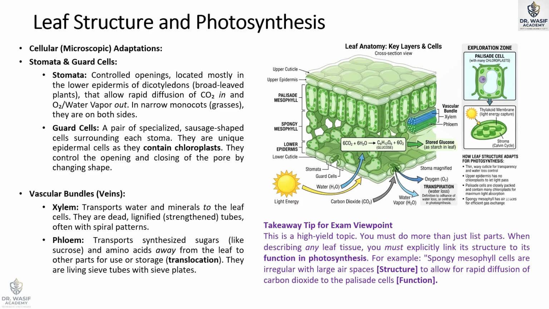Do not just say leaves have air spaces. Instead, you should say the spongy mesophyll has large air spaces, which allow for the rapid diffusion of carbon dioxide. So always give the why alongside the what. I have explained in previous lectures that when you are asked to describe and when you are asked to explain, how will you respond to that question?